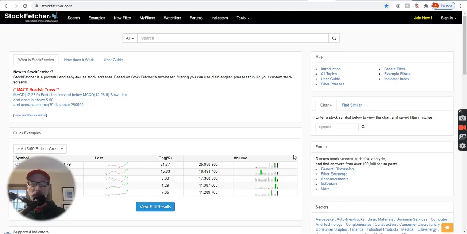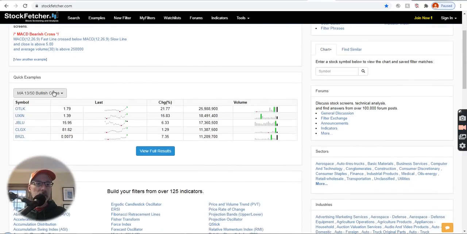And you can use it for free, but if you want to use their paid services, which really gives you more stocks from the filter. If you just use the free version and you type in a filter, they'll give you the top five stocks that meet that requirement. If you want more than that, you have to pay for it. And it's super cheap anyway. I think it's like $9 a month. So it's a great website to start looking for stocks.